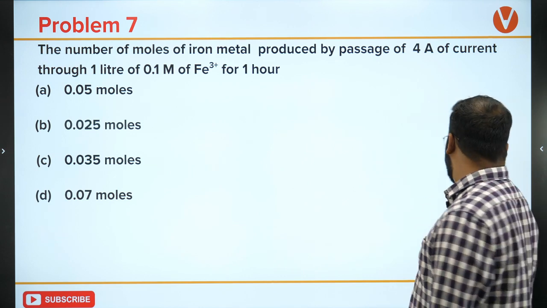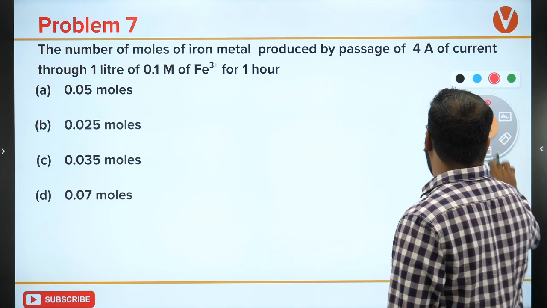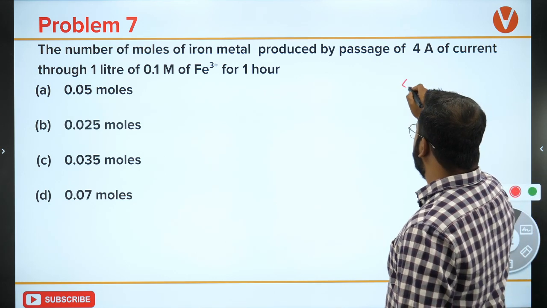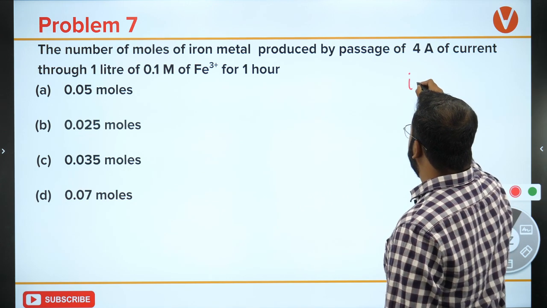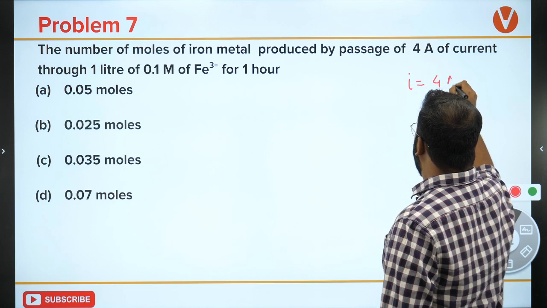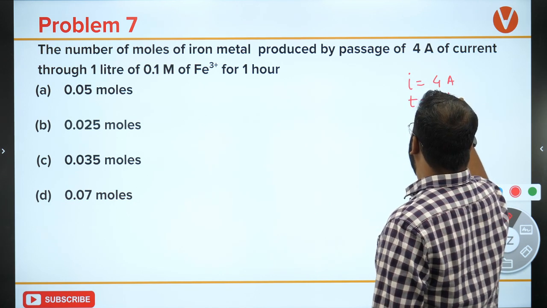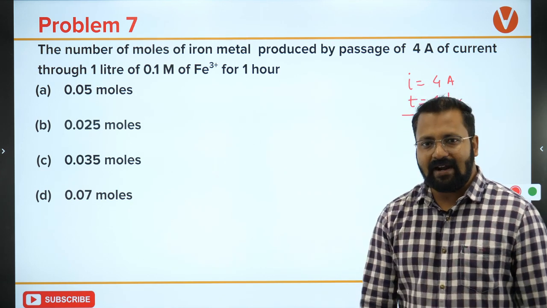Seems difficult? It's not difficult, yaar, it's an easy question. First calculate this: 4 amperes, that is I is 4 amperes, T is 1 hour, so how many Faradays is this? How many Faradays is this?